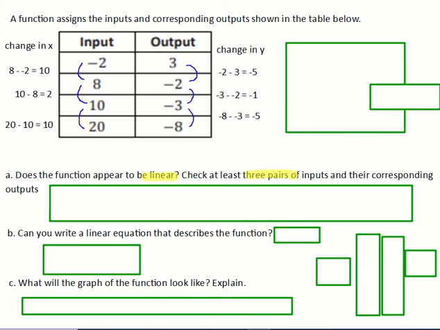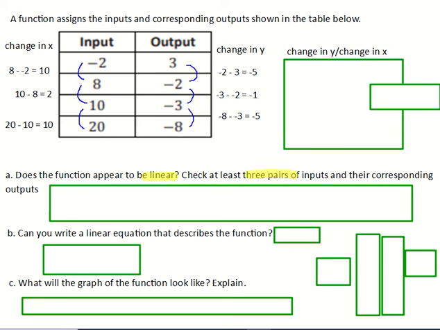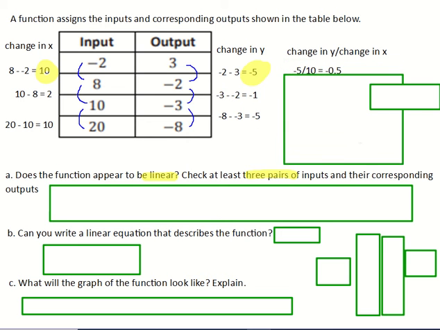After you subtract to find the changes in y and x, you have to divide. Remember, when you do your rate of change, you do change in y divided by change in x. So for the first row, you have -5, and you're going to divide it by 10. Remember the y on top. So -5 divided by 10 is -0.5.